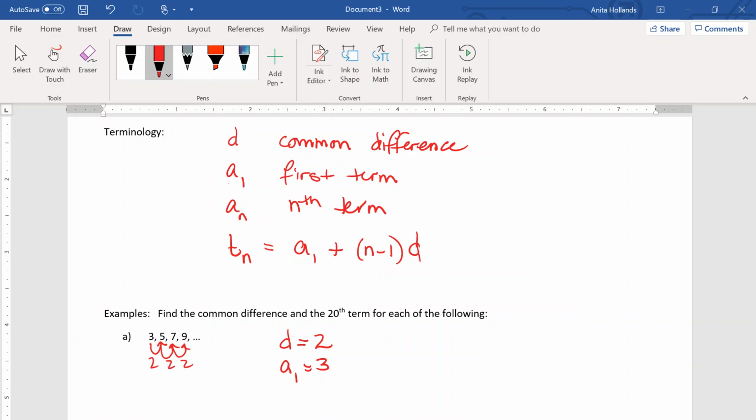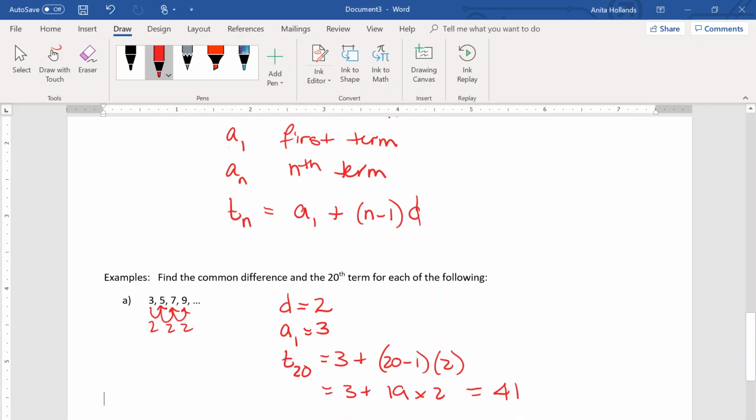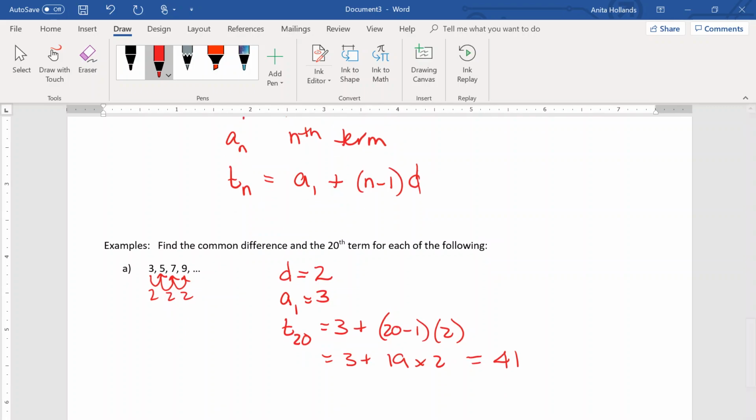So we could find t sub 20, our 20th term, then is 3 plus 20 minus 1 times 2. So this gives us 3 plus 19 times 2, and that's 41. So our 20th term, we typically write that as a sub 20 is equal to 41.